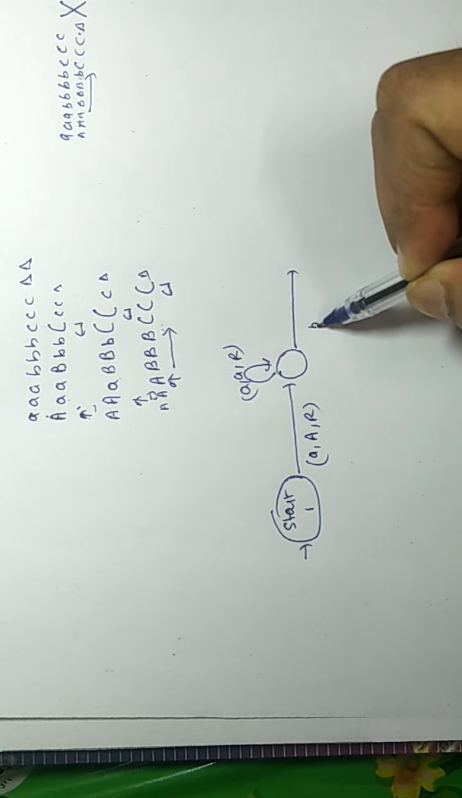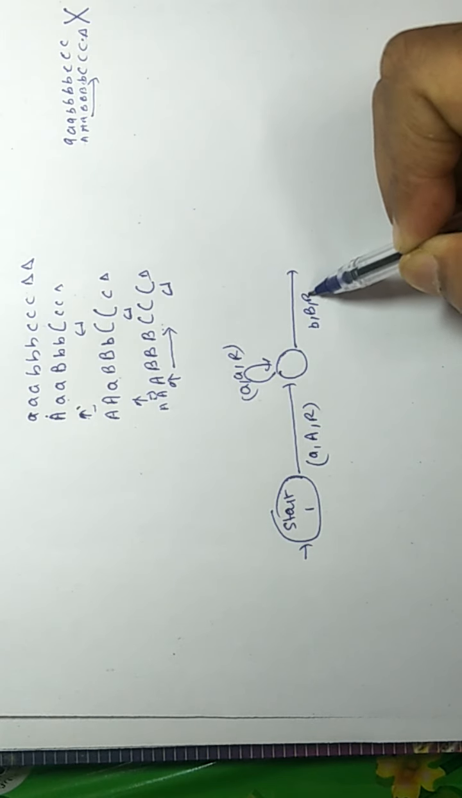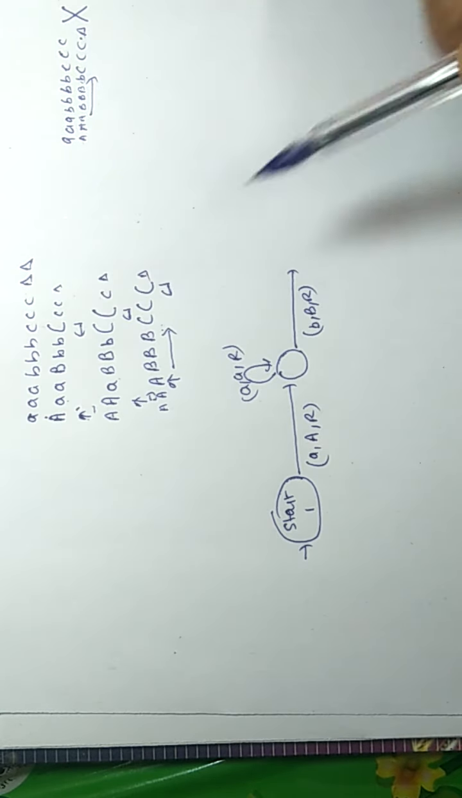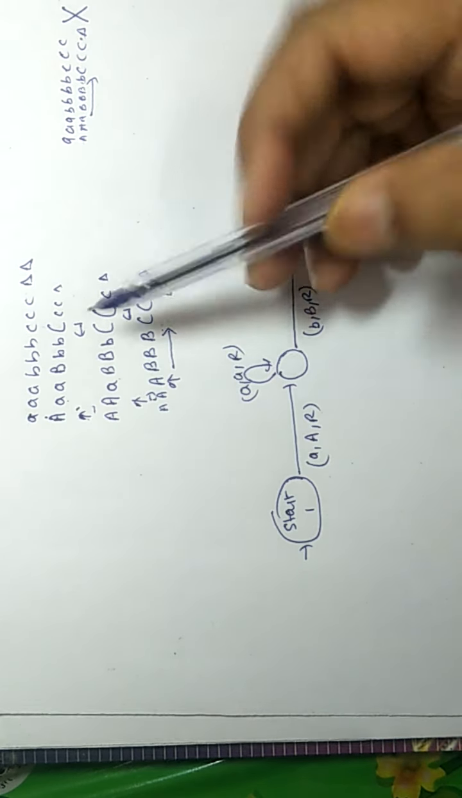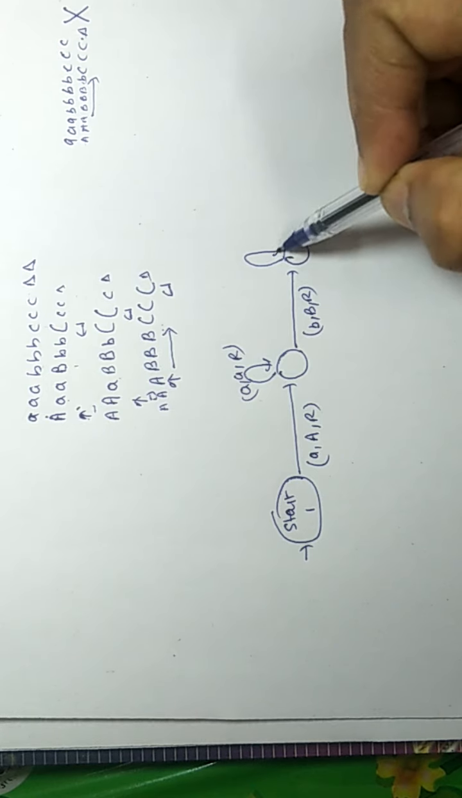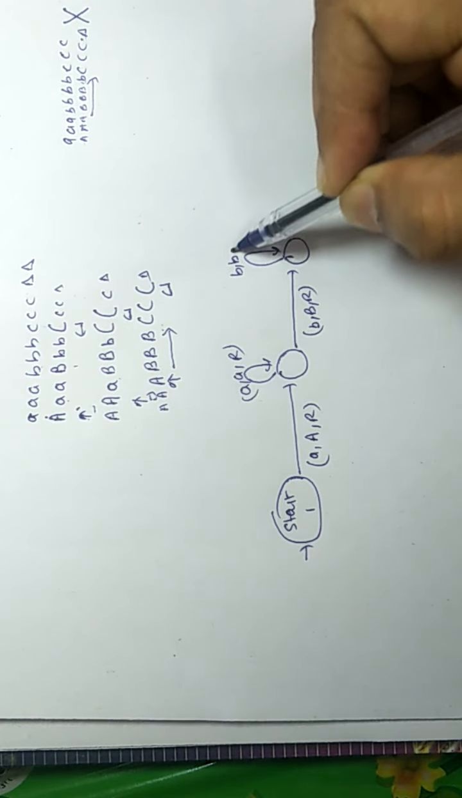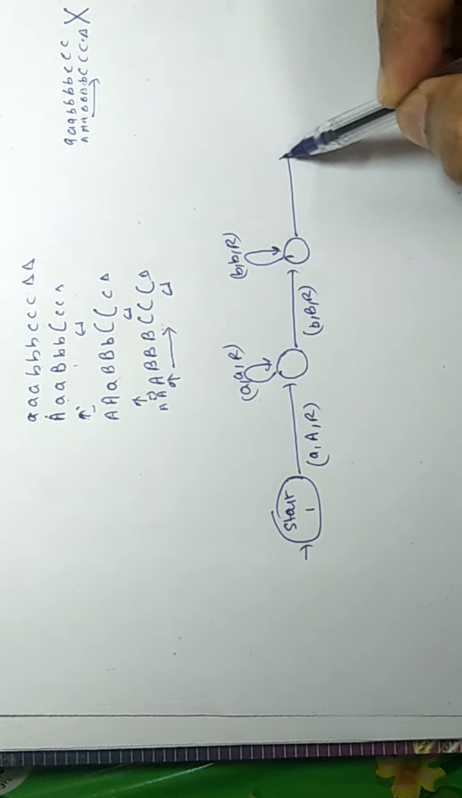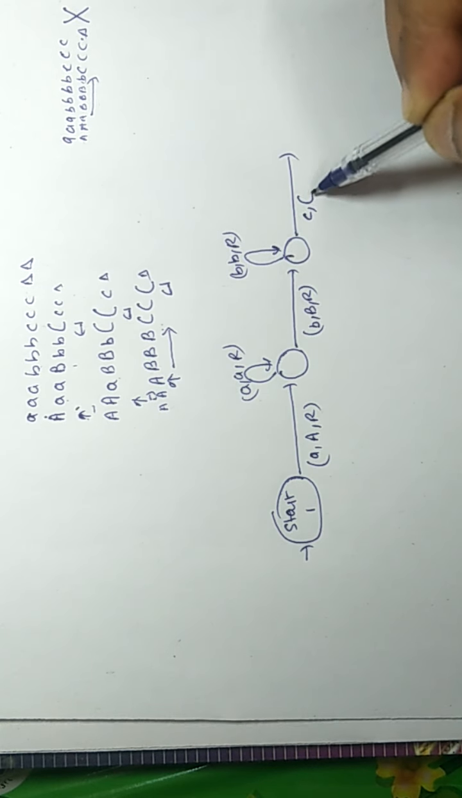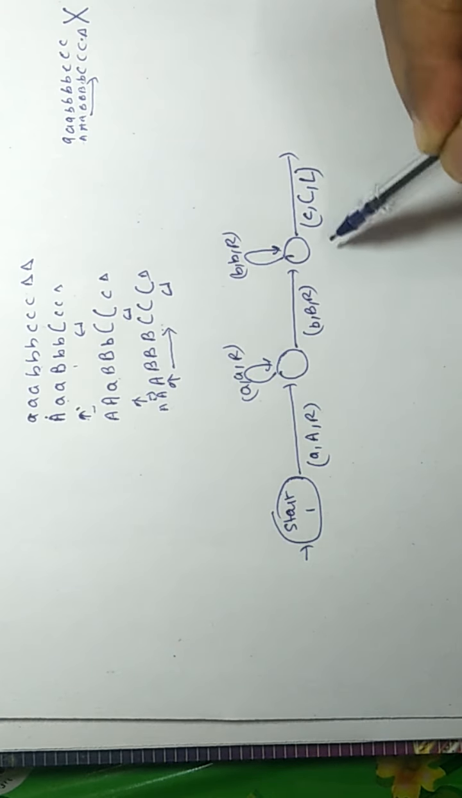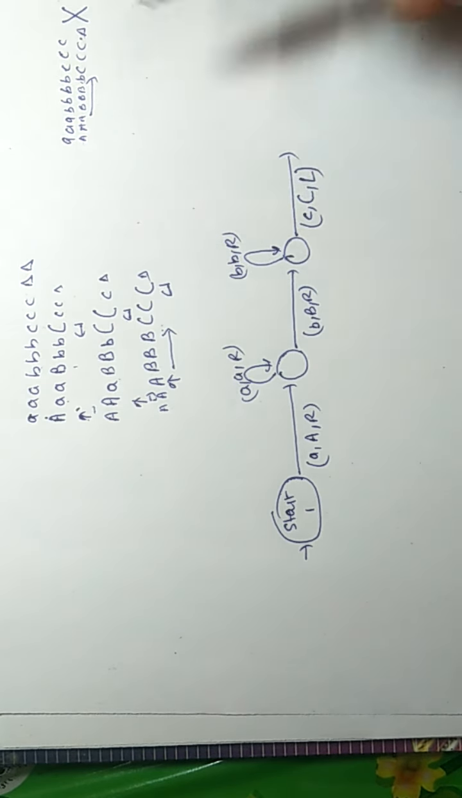We convert this small b to capital B and move to right also, because we have to change small c also. So after converting this b, we can get some more small b's, leaving them unchanged and moving forward. Now we will get a small c and we will convert it into capital C, and now we will move to the left direction. We will come back.